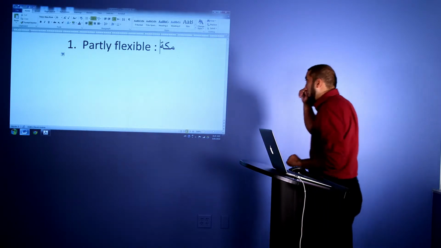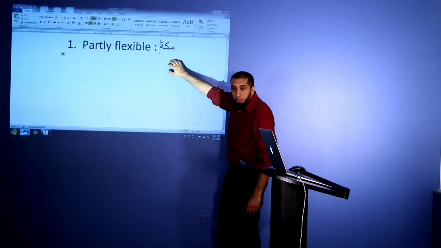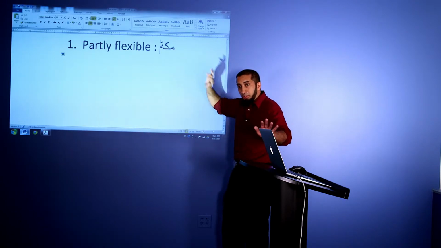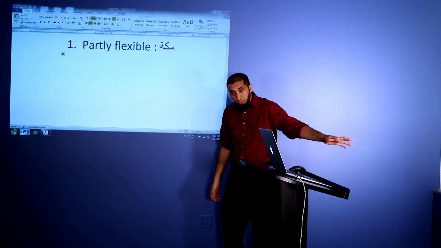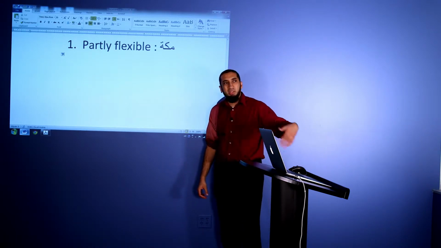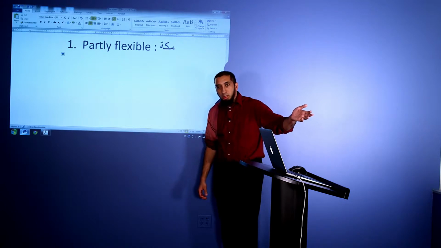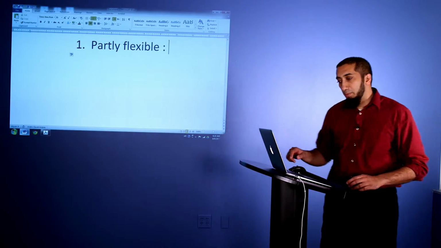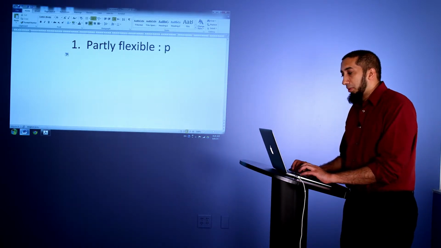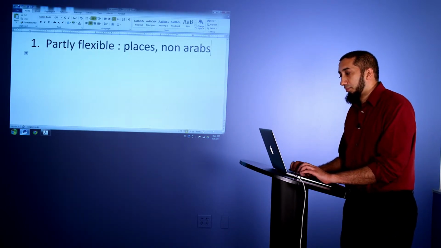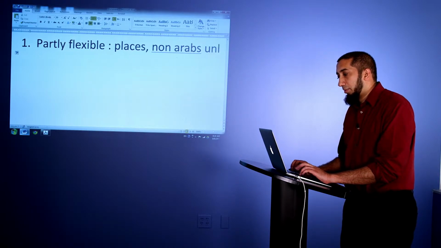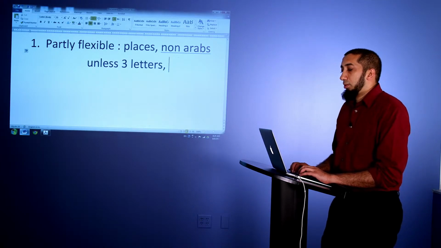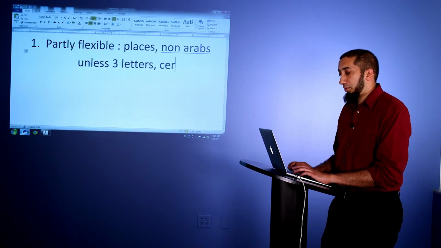And just as a quick review of that, the only words that are non-Arab, the places are non-Arabs, right? That's what I originally taught you. Places are partly flexible and non-Arabs are partly flexible. But there's actually more categories. There's some plurals that are partly flexible. You just learn them as you come, but there are some plurals. But for now, what you need to make a mental note of is partly flexible will be places, non-Arabs, unless how many letters you remember? 3? Yes, unless 3 letters. And then some certain plurals.